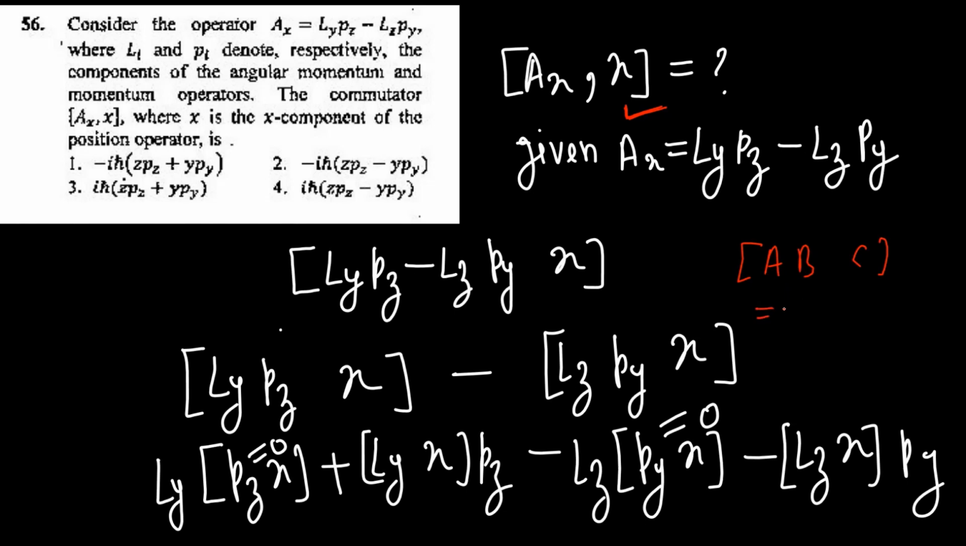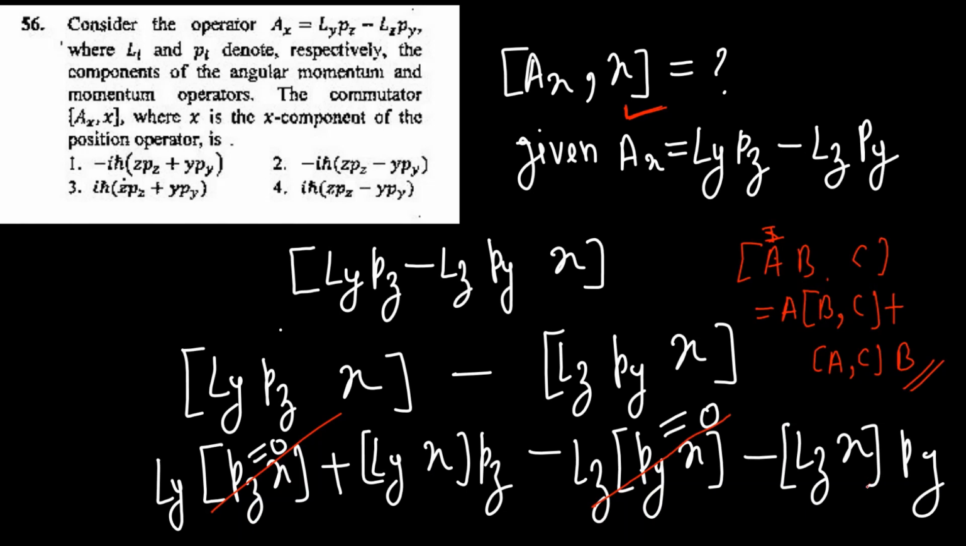How can we open this type of commutator A, BC? It is B, comma C plus then A, comma C, and B will come here. So using this property, we will open this commutator bracket: Ly Pz comma x plus Ly comma x Pz. Pz will commutate with z only, so the commutator bracket of Pz, x will become 0. So this will become 0. And minus the commutator of the second part, Lz comma x: take Lz common, Py comma x, minus Lz comma x Py. Py will commutate with y only, so this term will vanish. So these two terms will become 0.